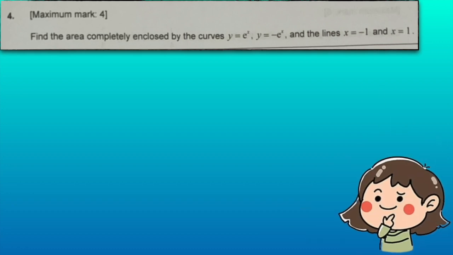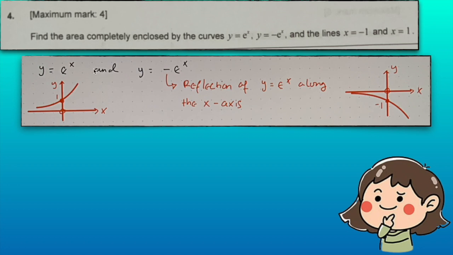Number 4, find the area completely enclosed by the curve y is equal to e to the x, y is equal to negative e to the x, and the lines x equal to negative 1 and x is equal to 1. To solve this question, you need to know the shape of an exponential function. Here is the sketch of the curve of y is equal to e to the x. The curve passes through point (0, 1). And this is the sketch of y is equal to negative e to the x.